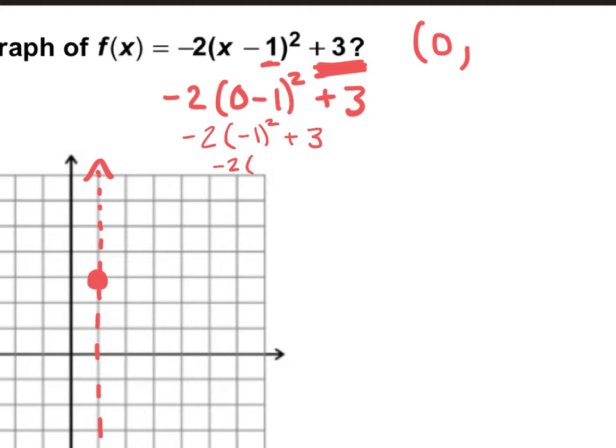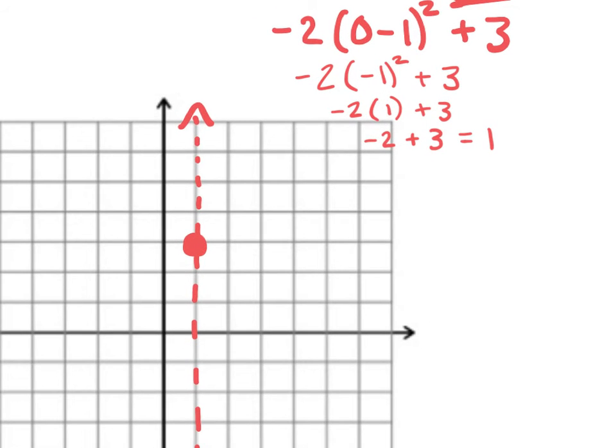-1 times -1. Positive 1. So now we have -2 times +1 is what? -2 times 1. -2. And what's -2 plus 3? 1. So when we plugged in 0, we got 1. So one of the points on our graph is going to be at 0, 1. So we stay at 0, go up 1.